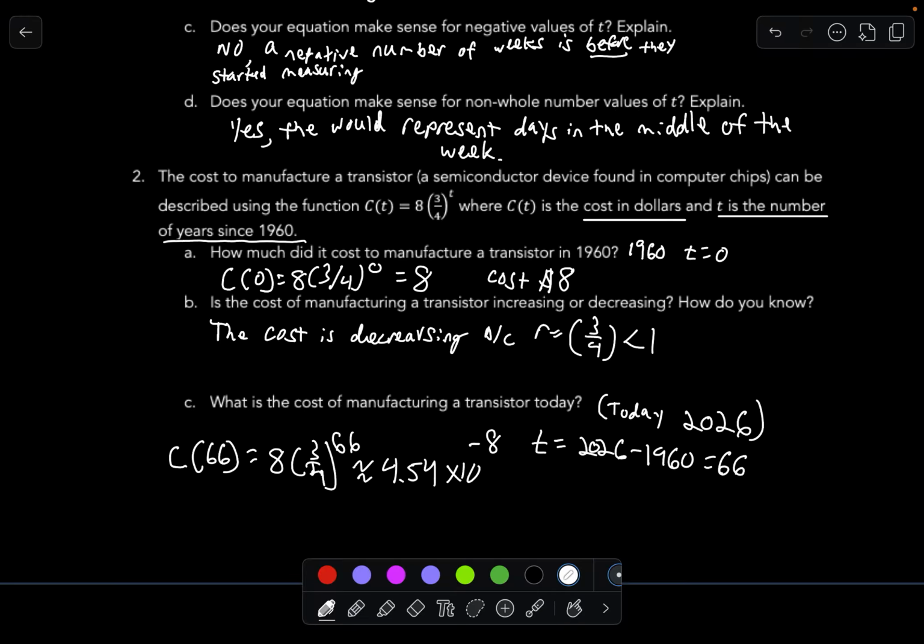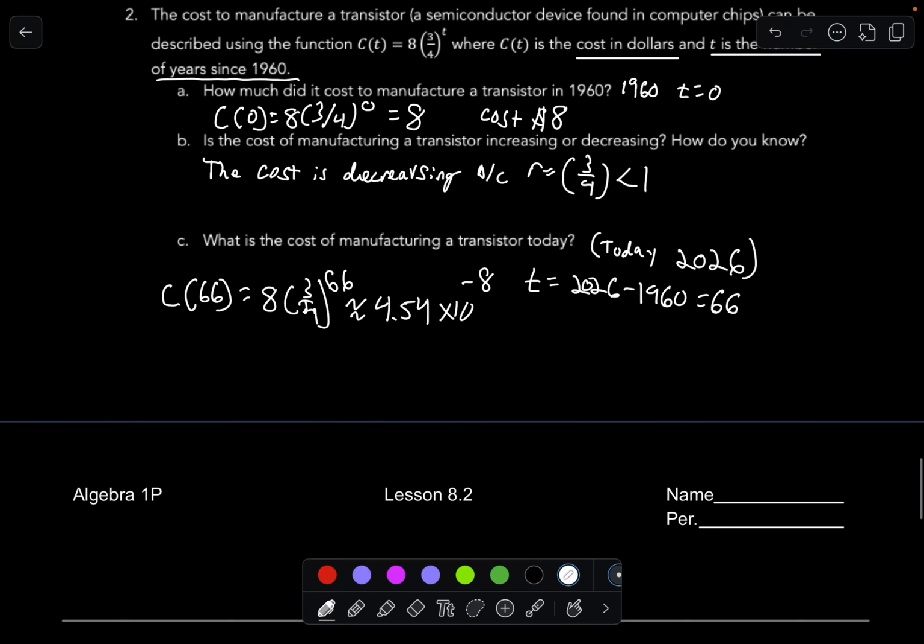That's scientific notation, a shorthand way of writing a very small decimal, 0.0000000454. That's how small the cost of producing a transistor, a semiconductor, is today if that model held.